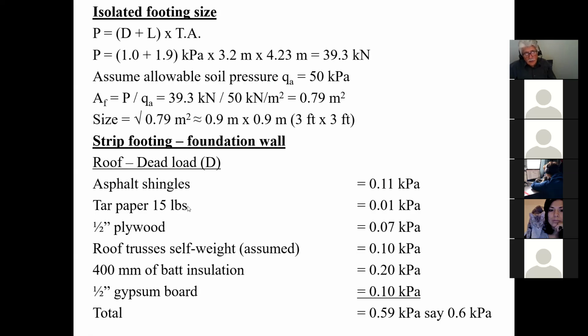This is 15 pound. When they call it a 15-pound tar paper, that means that this thing is going to weigh 15 pounds over 100 square feet. You also have 45-pound tar paper. You understand? The better ones. Okay, and that would be 45 pounds per 100 square feet, and therefore it will be slightly heavier. Okay. Thank you.